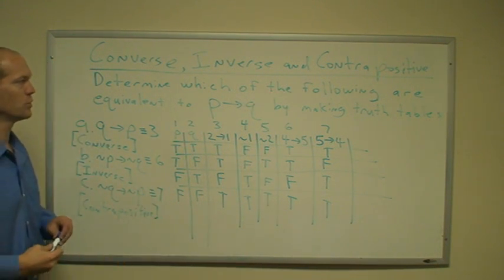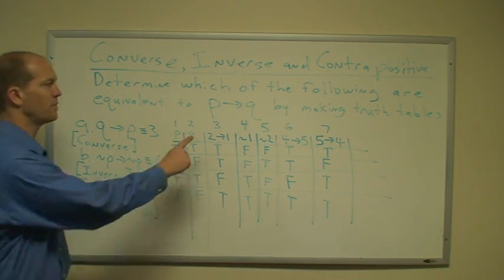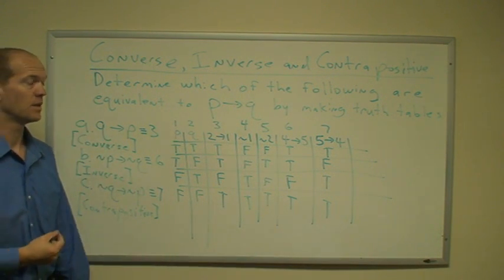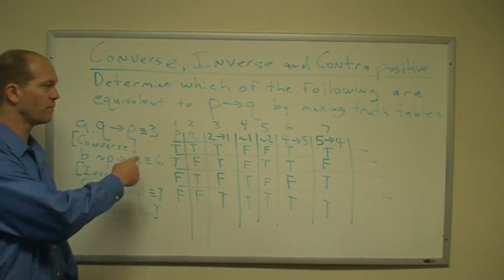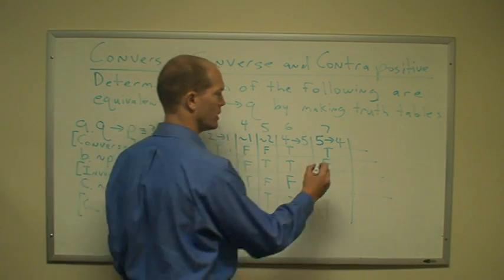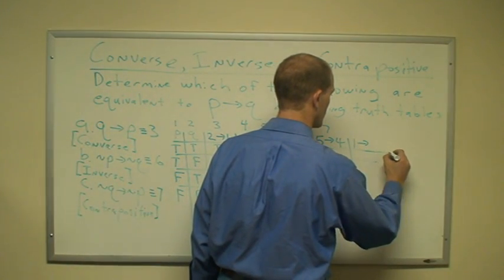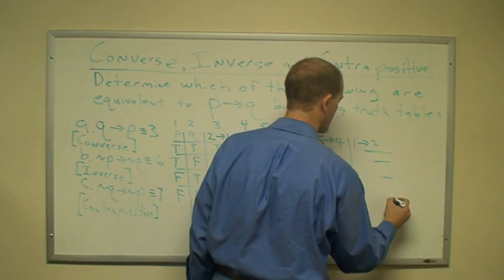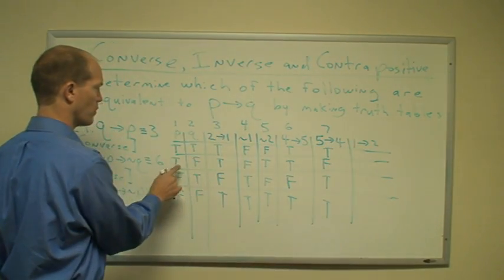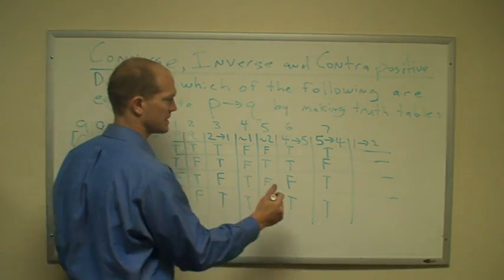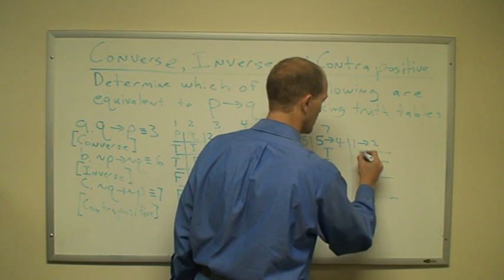Re-examining my question, which was to determine which of the following are equivalent to if P then Q, makes me realize I probably should have a column for if P then Q. That will be if 1 then 2. This is the standard conditional column. So I'm looking again for where the first one is true and the second one is false. That's the second row. And it's true everywhere else.